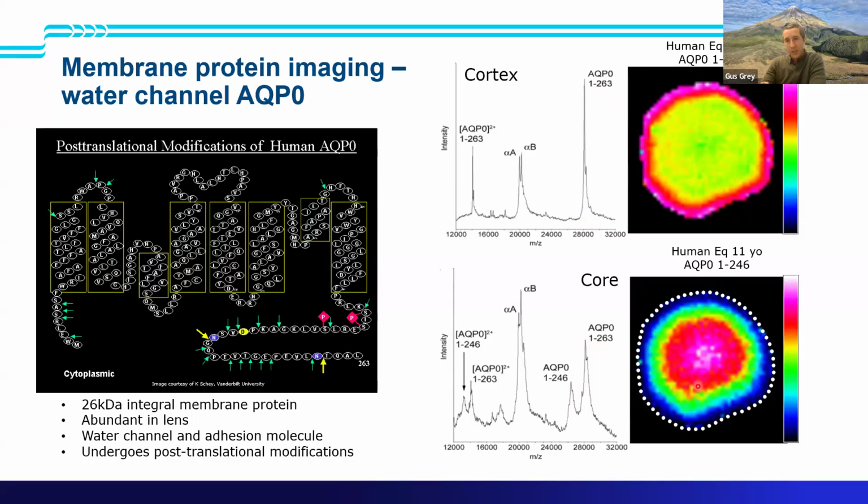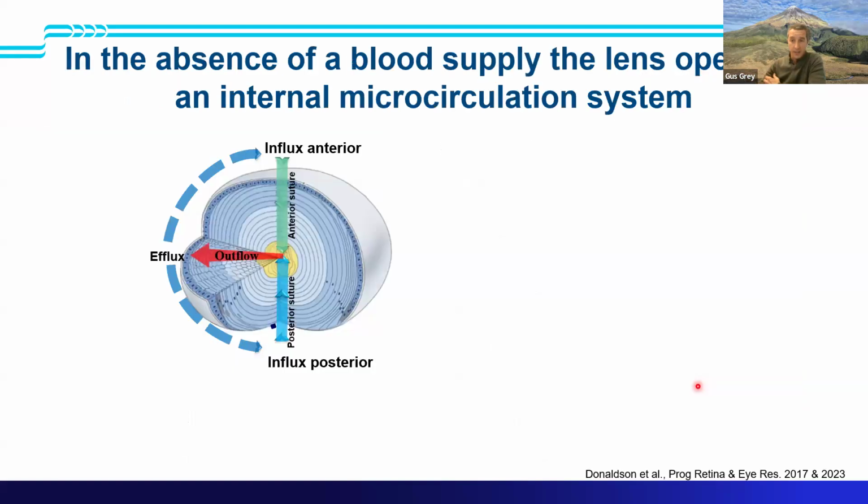So that's some of the structural features that we can identify imaging proteins at the intact level. But I also mentioned the function of the lens. So the lens is avascular, it doesn't have a blood supply. That removes that blood vasculature from the path of light so that we get even light transmission. But instead, the lens operates this microcirculation system, which experimentally measured externally has a flow of ions, water, and nutrients into the lens at its poles and then outwards at the equator.